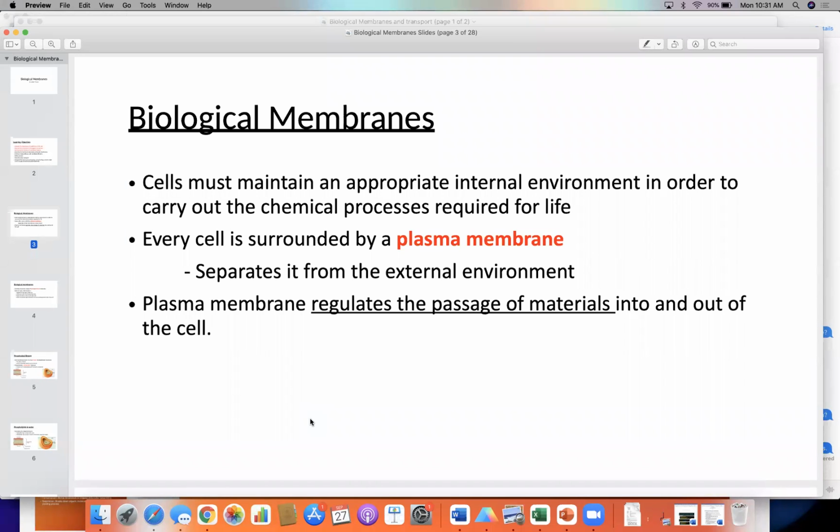So we then need to understand mechanisms for making sure that those substances can get in, the things that we need can get in, but also the things that we don't want to get in, we need to make sure we keep those out. So one of the most essential functions of the cell membrane, apart from separating the cell from its external environment, is to be able to regulate the passage of materials into and out of the cell.